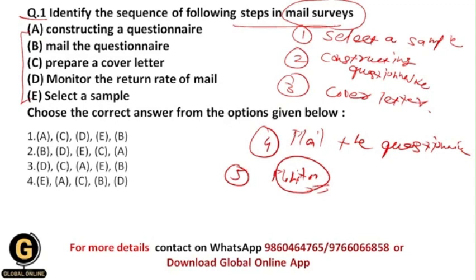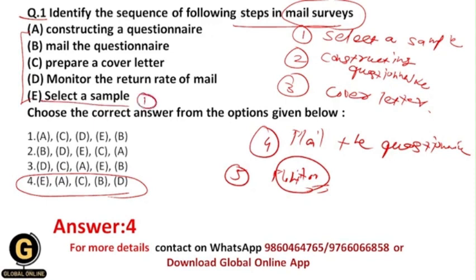So students, the correct answer for this question should be 4. E, A, C, B, D, because here your E, that is select a sample, should be the first step. A should be the second step, that is constructing a questionnaire. Third, prepare a cover letter should be your third step.